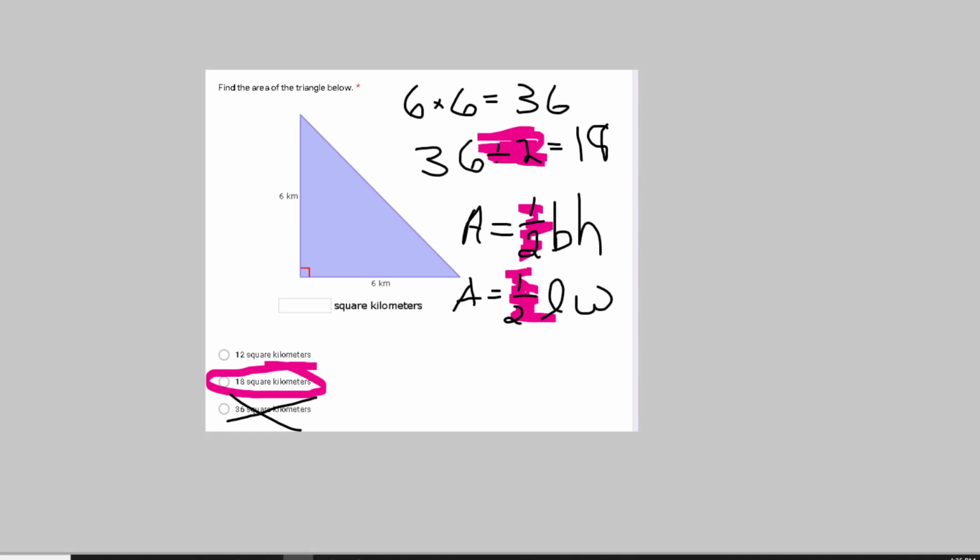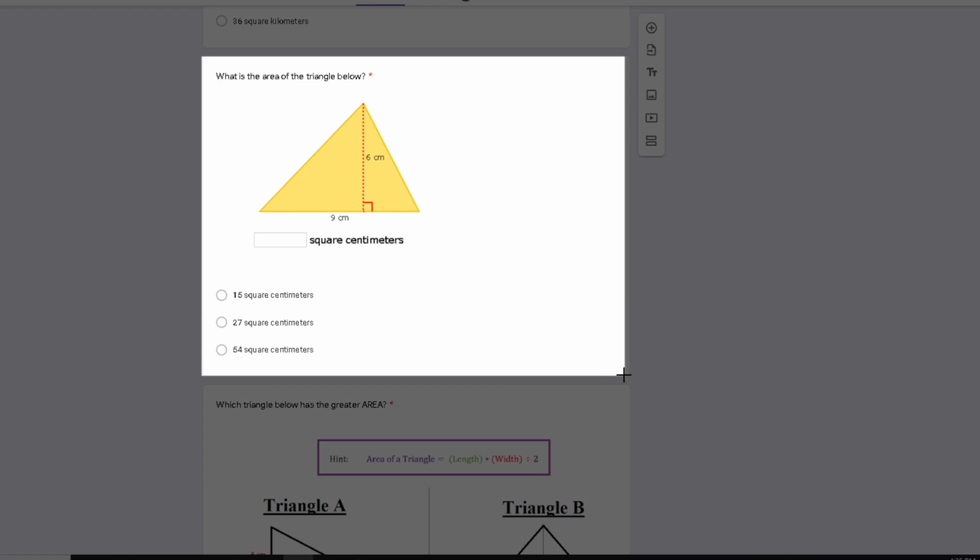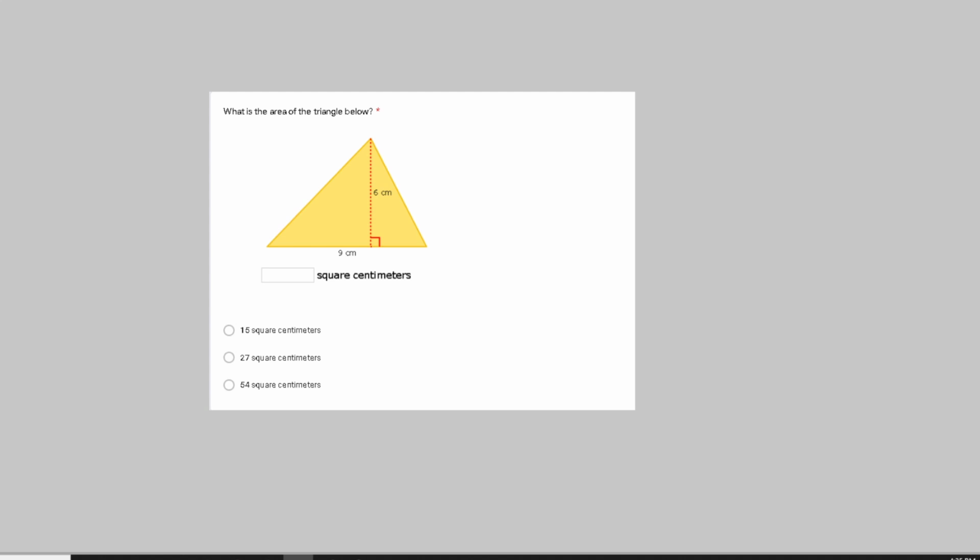Okay, so same idea with this question. 1/2 times the length times the width. Now, notice that the height is from here to here now. Okay, so you're going to see some triangles like that. It kind of just depends on how it's shaped. This is what we consider the width here. Whereas down here, this 9, that's our length. Okay, so we do, again, 9 times 6 to get 54.